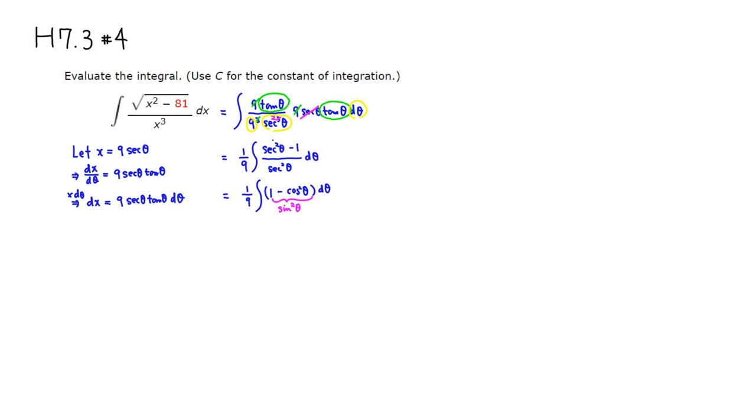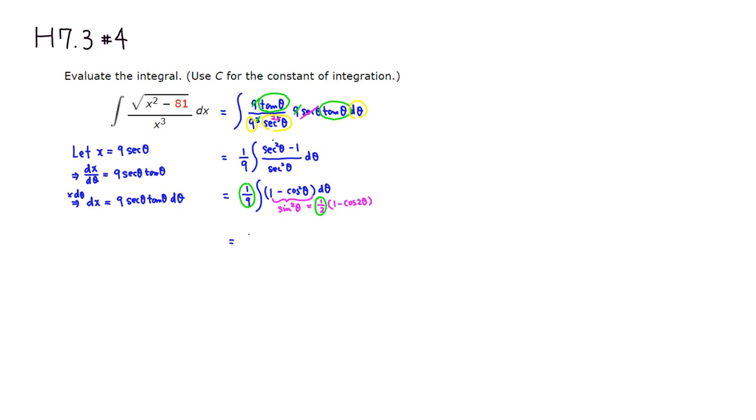So I'm going to use another identity. Remember that sine squared is equal to 1/2 times the quantity 1 minus cosine of 2 theta. So let's go ahead and write that. And so we're going to have, let's see, I'm going to combine 1/9 and then 1/2 together.